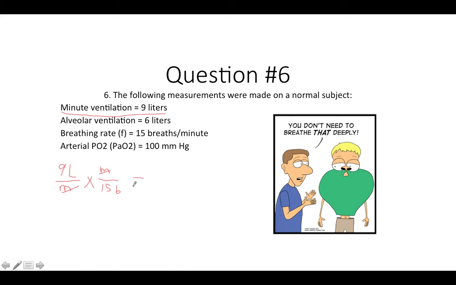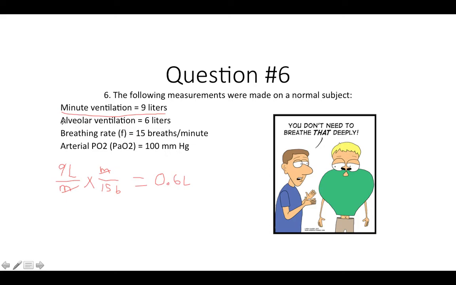So that'll cancel out our minutes, and this will give us how many liters per breath that we have. So this will equal 0.6 liters. So in every breath that this person breathes, 0.6 liters or 600 milliliters are coming into the lungs.